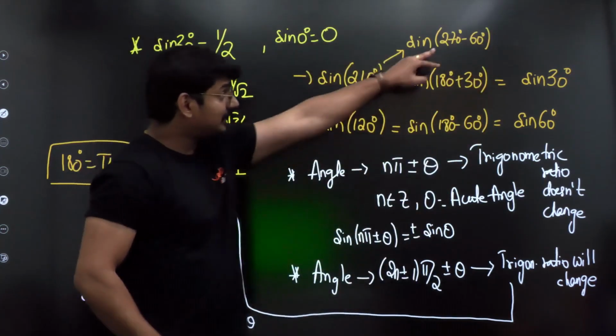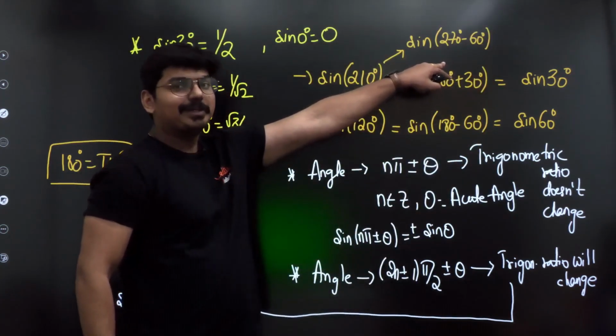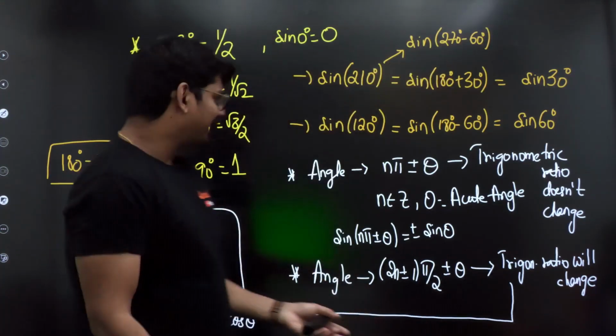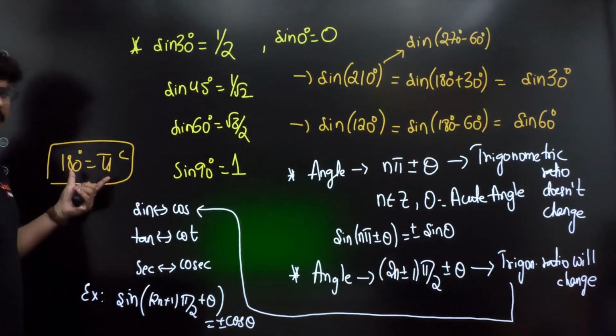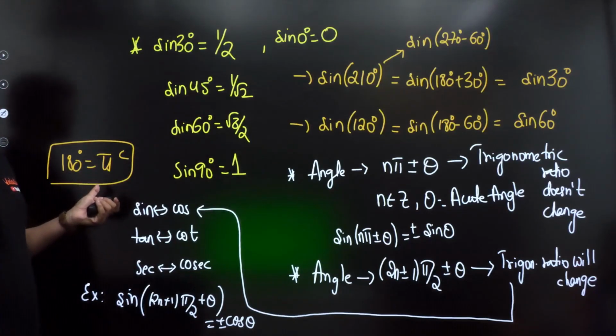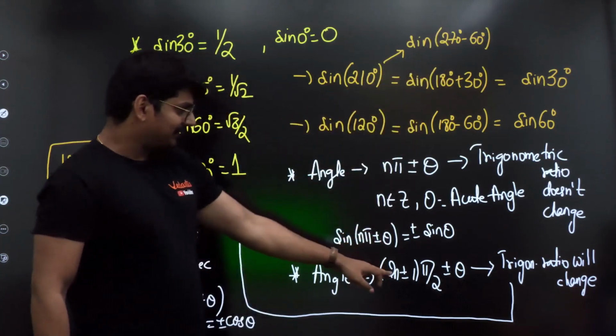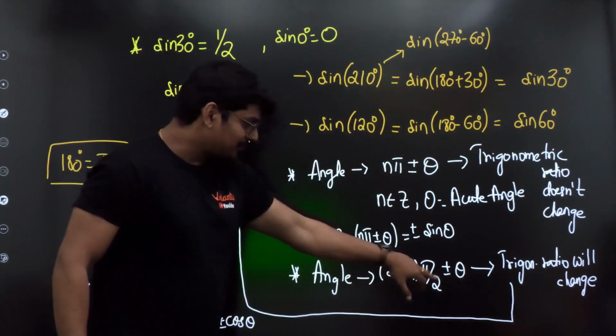Okay, and 270 is actually an odd multiple of pi by 2. 270 is 3 into 90. 90 is pi by 2, dude. You see here, 180 is pi. So pi by 2 is going to be 90 degrees. So I hope you're getting my point. So here this angle is basically in these terms. The angle is going to be in this way.